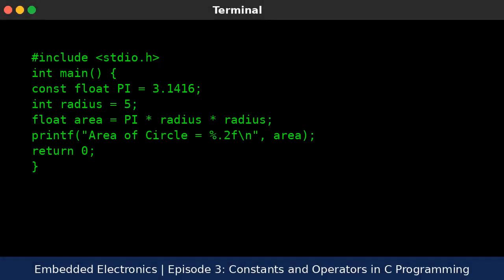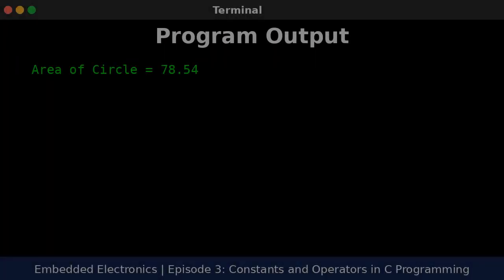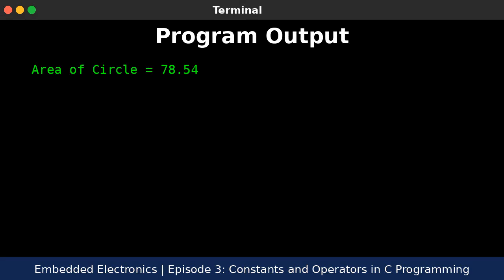In this example, we define a constant pi using the const keyword. The program calculates the area of a circle using the formula pi times radius squared. The output of example 1, using constants, is as follows. Area of circle equals 78.54.